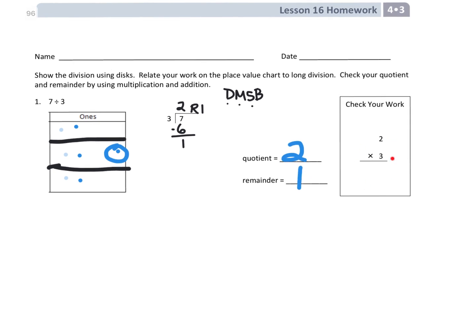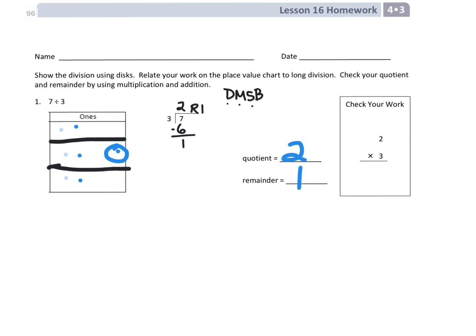Now to check your work, this is a really nice thing about division. You take your divisor and your quotient, and you multiply those. We're going to kind of do the opposite, right? We divided to find this quotient. Now we're going to multiply. If we multiply these together, they should make the dividend, the inside of the box. So we're really using that fact family idea.